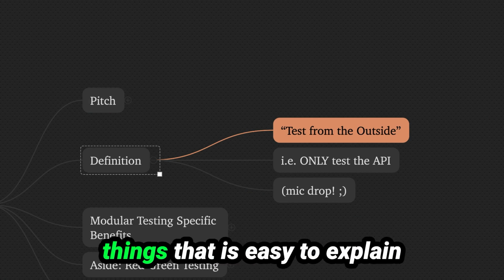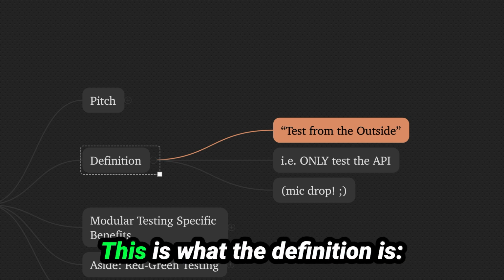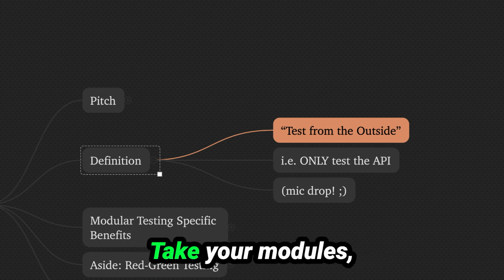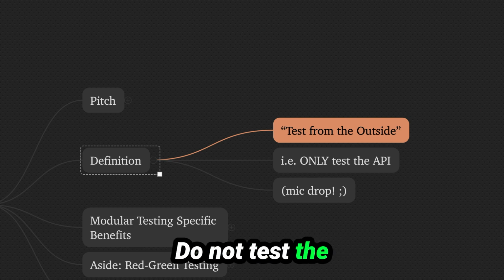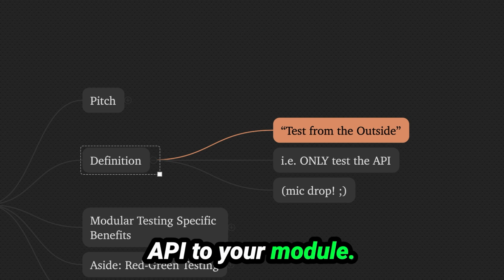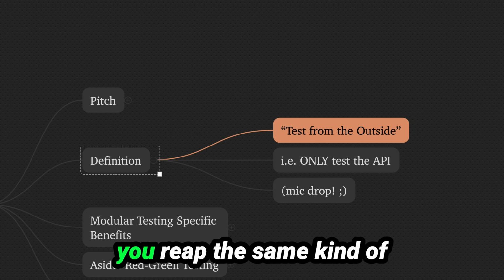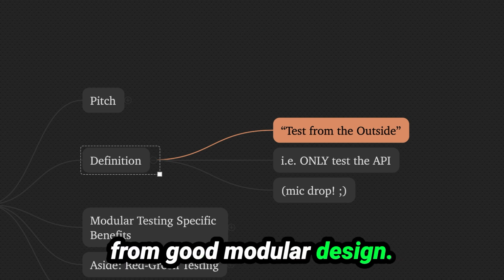That's it. That's modular testing. Yeah, this is one of those things that is easy to explain and difficult to master. But that is true. This is what the definition is: only test from the outside. Take your modules, do not test the insides of your modules. Do not test the implementation directly. Only test through the API to your module. All tests have to go through your API. And if you do this, then you reap the same kind of superpower rewards you get from good modular design.